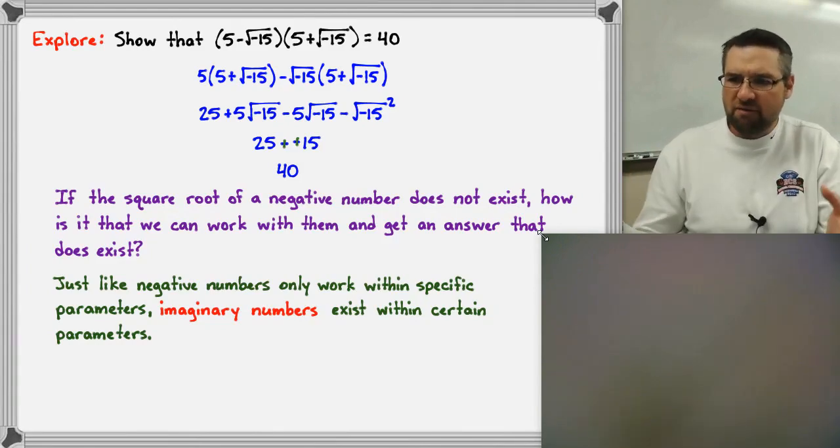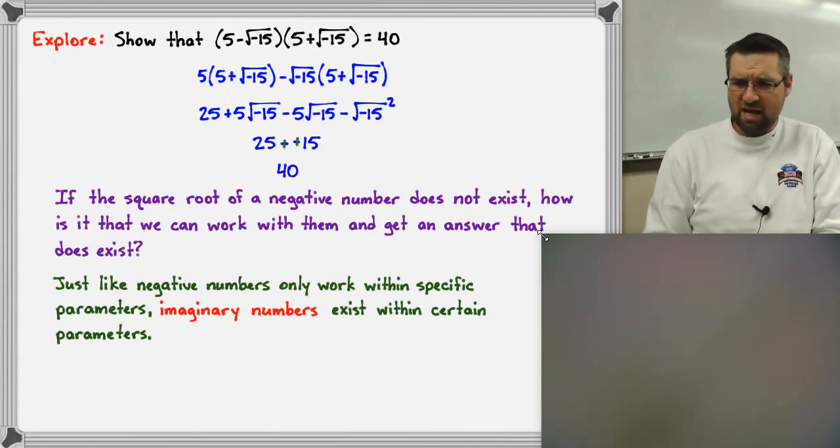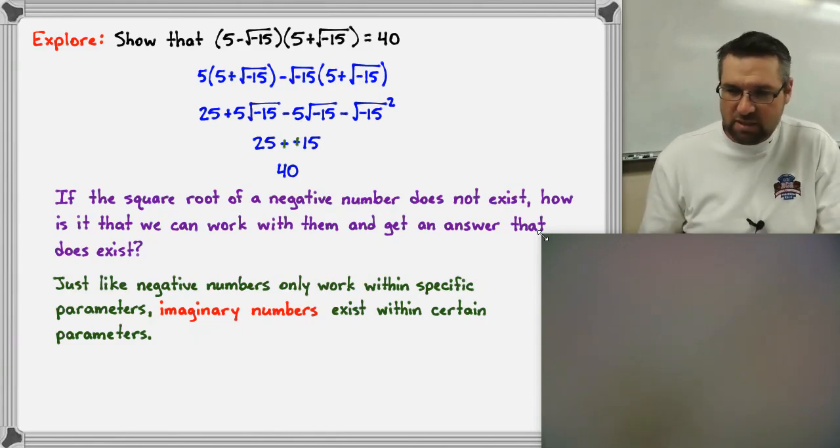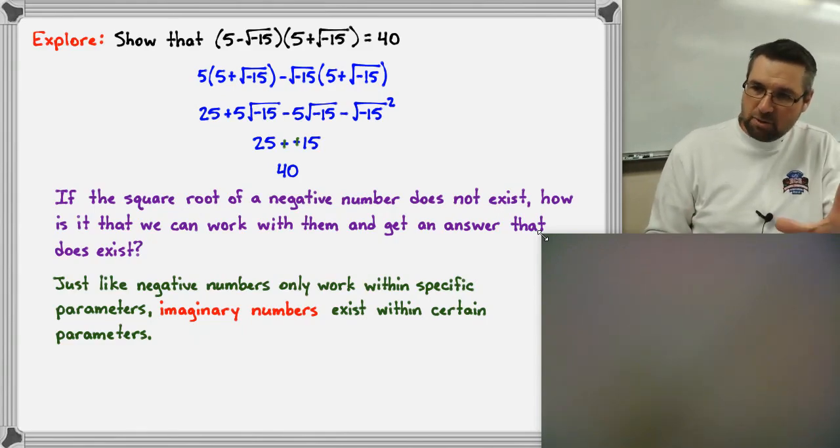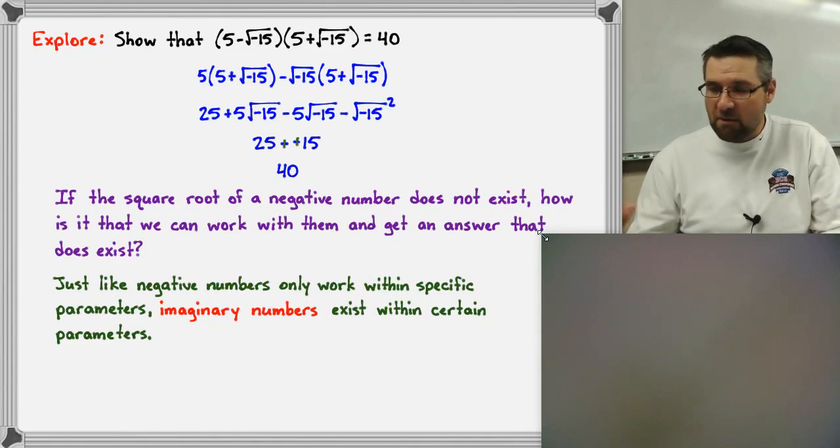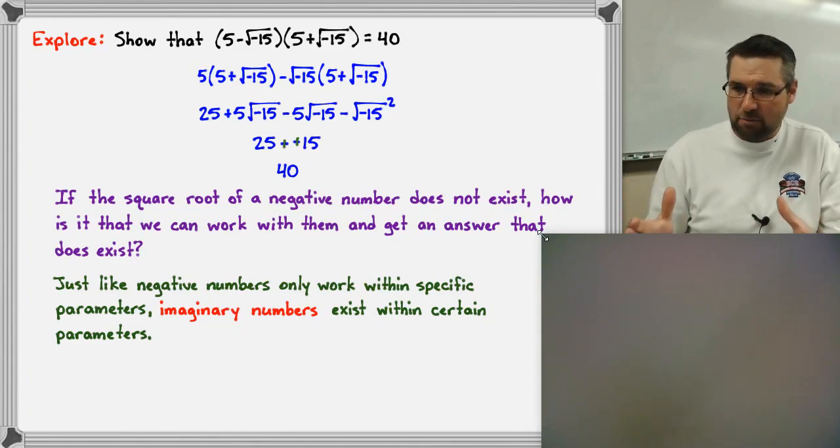Same thing with the number of apples. How many apples do you have? Well, I have negative 5. You can't have negative 5 apples. That's not possible. You can have 5 apples. You can owe somebody 5 apples, but you can't have negative 5 apples, okay?